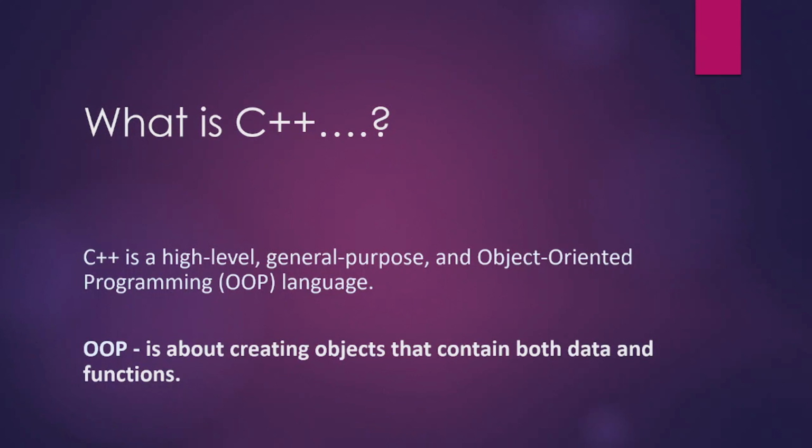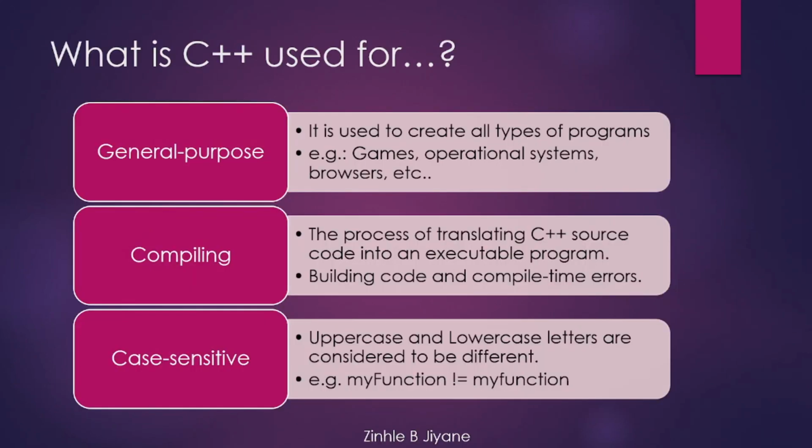together. What is C++? C++ is a high-level, general-purpose, and object-oriented programming language. What do we mean when we say it is a high level? It means that its compile time and execution time is faster than any other programs, and it is an advanced language. And then what do we mean when we talk about OOP language? OOP language is about creating objects that contain both data and functions, but we will get deeper into that as we move with the course.